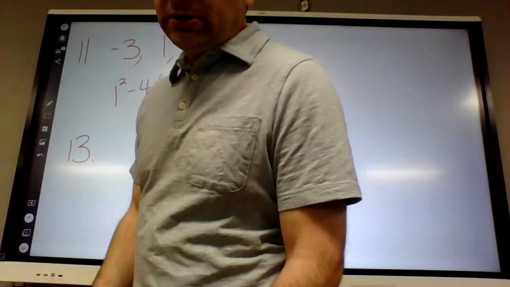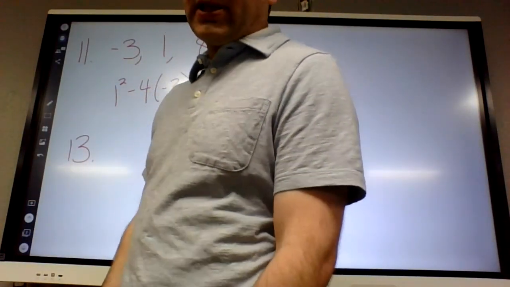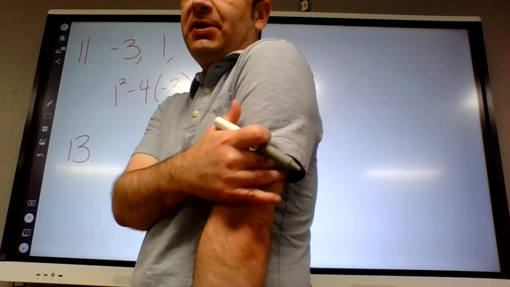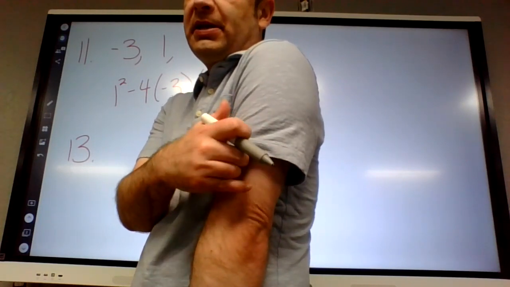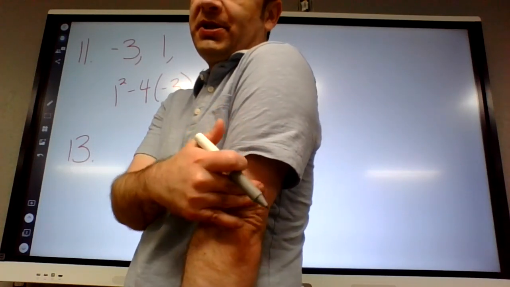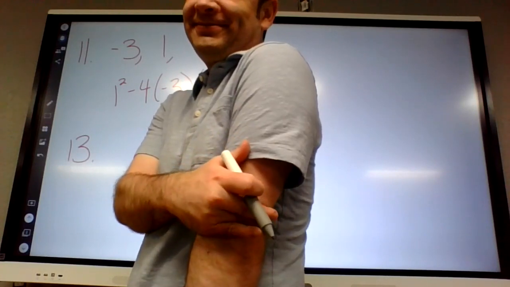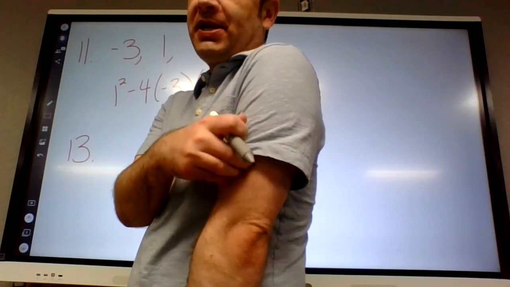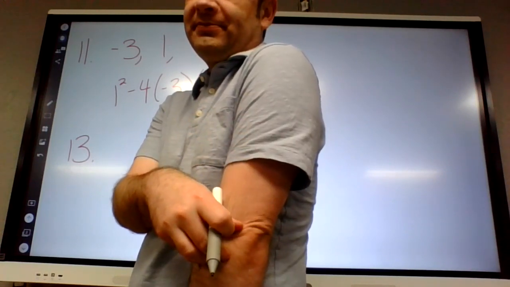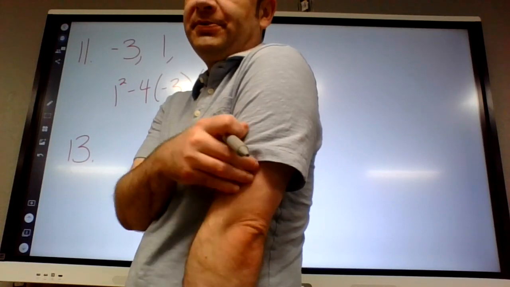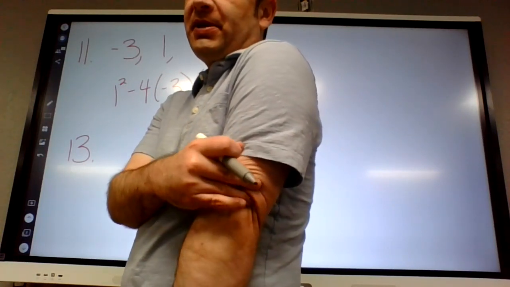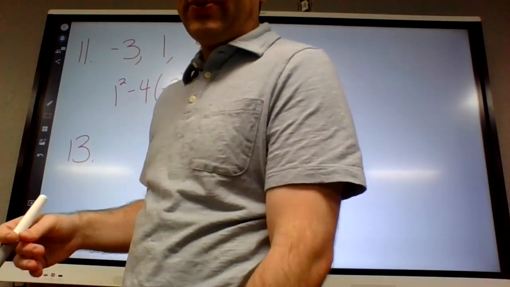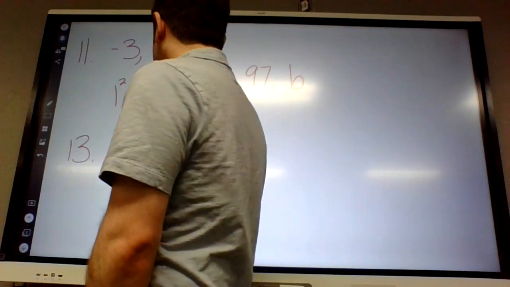Number 13. That one's not tricky, it's just 2, 5, and 1. On 14, what would the A, B, and C be? It's 25, positive 10, positive 1. Anyway, 2, 5, and 1 for 13.